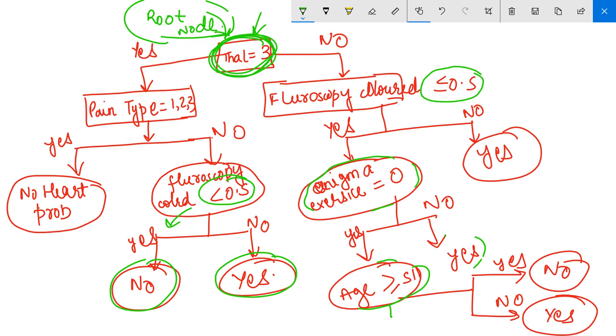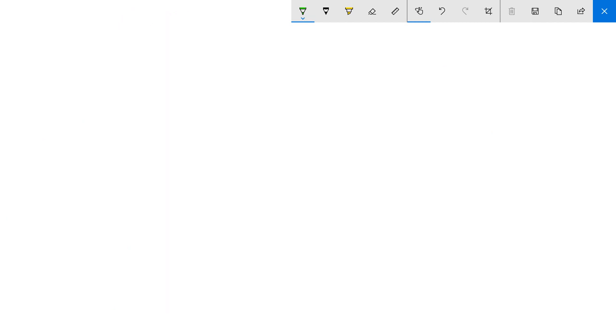All right. If you are clear up to this, I'll jump to the next point, which is also an important point under decision tree, which is homogeneity.